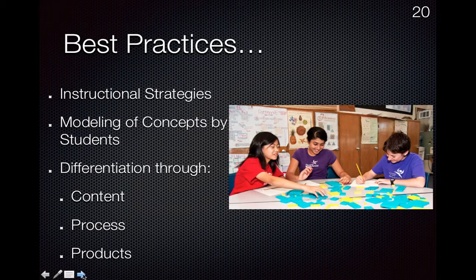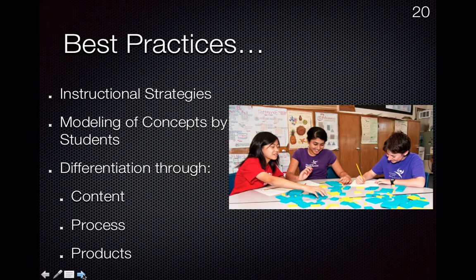There are instructional strategies, so those kind of go hand in hand. Instructional strategies is the larger picture, and best practices are the ones that are research-based, that are proven time and again to work to be able to get students to understand the curriculum, right? And modeling is one of those best practices.